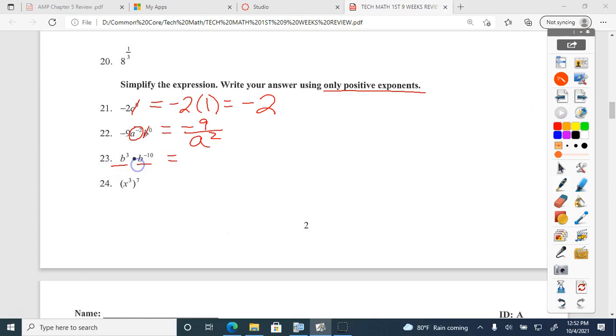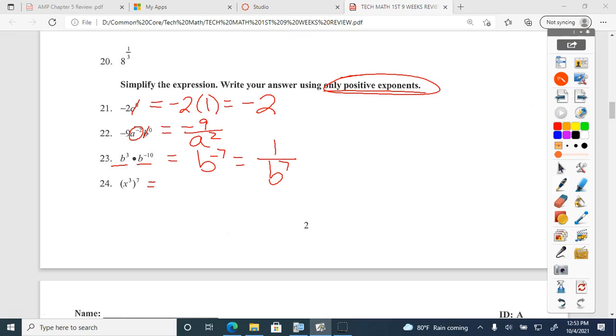What do you do when you multiply like bases? What do you do with the exponents? Add. So this will be B, 3 plus negative 10. What is 3 plus negative 10? So that's the answer, but it's not using positive exponents. So how do I make that be a positive exponent? Move it to the bottom. So this will be 1 over B to the 7th. Okay?